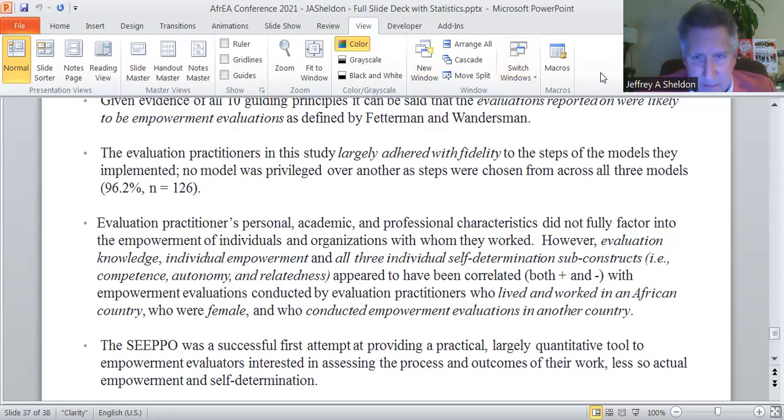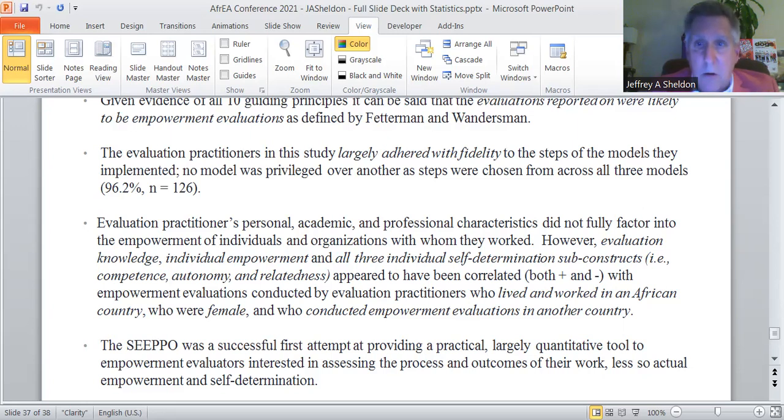Evaluation practitioner personal, academic, and professional characteristics did not fully factor into the empowerment of individuals and organizations with whom they worked. However, evaluation knowledge, individual empowerment, and all 3 individual self-determination subconstructs, that's competence, autonomy, and relatedness, appeared to have been correlated both positively and negatively with empowerment evaluations conducted by evaluation practitioners who lived and worked in an African country, who were female, and who conducted empowerment evaluations also in another country beyond their primary country in which they worked.